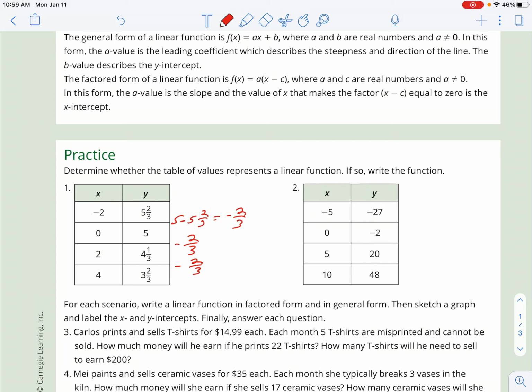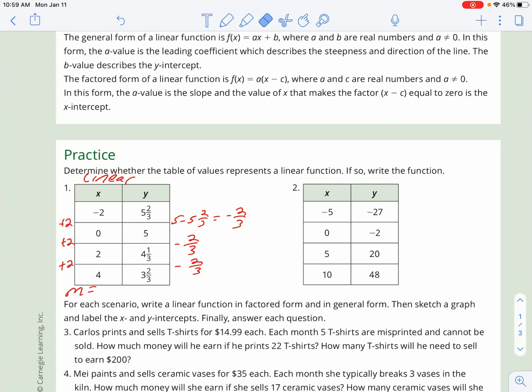So far, so good. Now on the x's, from -2 to 0, we increased by 2, and everything else is plus 2: 0 to 2, 2 to 4, and that checks out. So because of that, we are going to say we are linear. And all of a sudden, we've just calculated our slope as well.